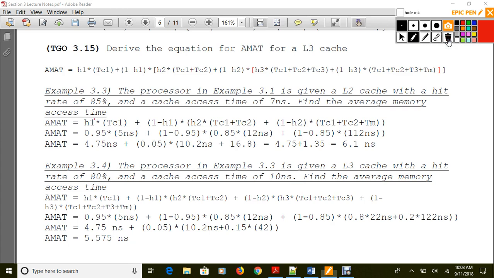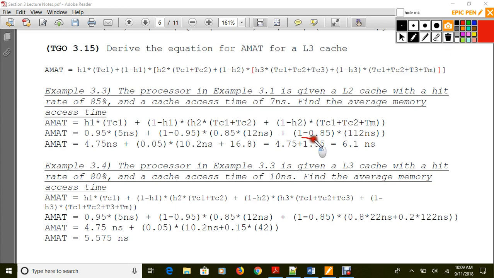So here what we're doing is the hit rate is still 95%, and the level 1 cache was 5 nanoseconds as in the previous problem. The miss rate is going to be 1 minus 0.95 because you miss it only 5% of the time. And then that's where these brackets come in. And so it's the same equation. Here, 0.85 is the hit rate of level 2 cache. And that's times 12 nanoseconds, because that's 7 nanoseconds plus the 5 nanoseconds from level 1, right? Because we have to look at level 1 and then we look at level 2. And that's why it's TC1 plus TC2.